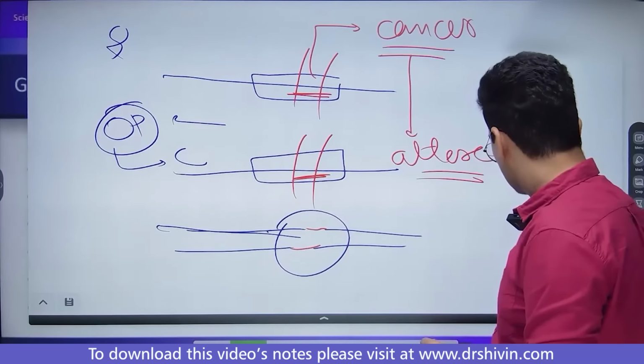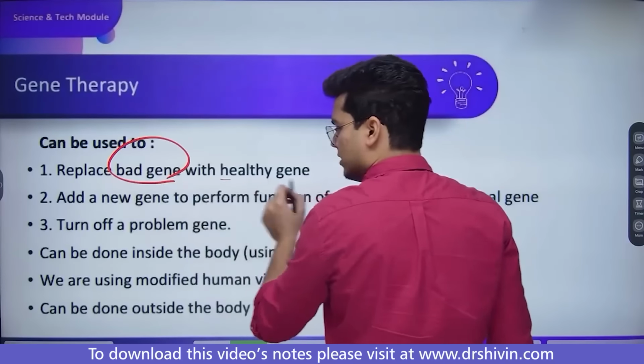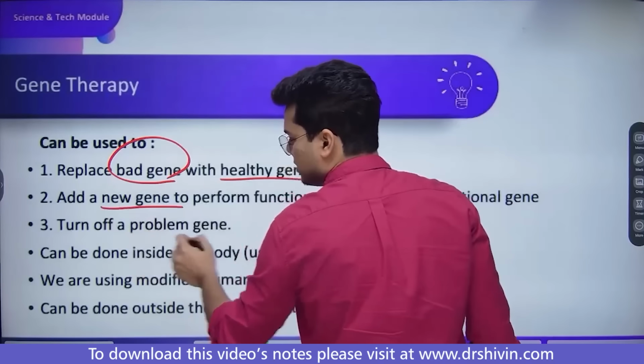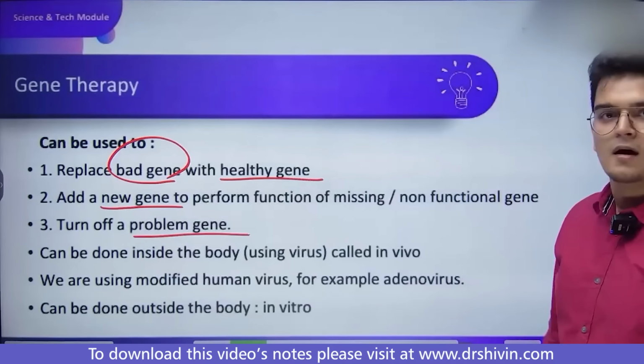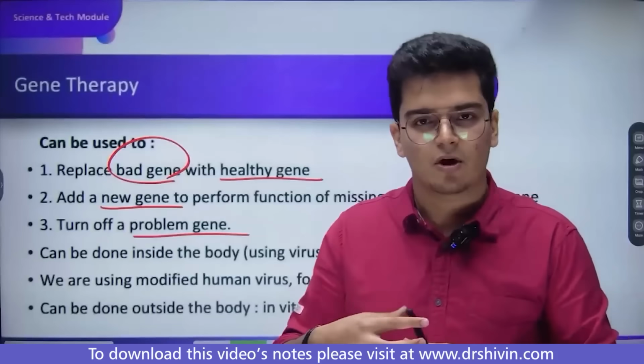So there are three things you can do with gene therapy. You can replace a bad gene with a good one, you can add a new gene, or you can turn off a problem gene. Now gene therapy can be done inside our body. Inside our body, how? Using virus.